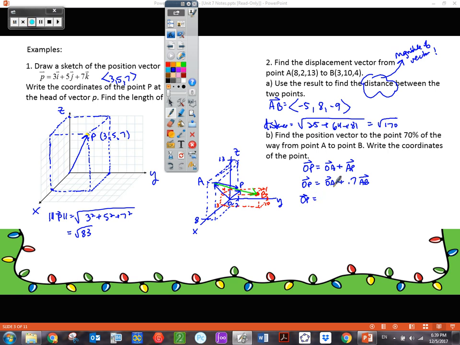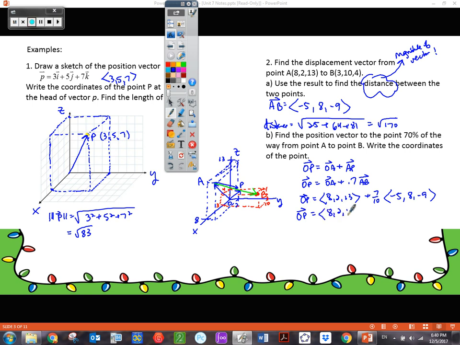So OA is just this vector from the origin to A, which is simply just (8, 2, 13). I mean, that's the vector from O to A. From the origin to A is simply that point, because that's a standard form vector. Plus 7/10 of, now let's go from A to B. We already wrote that vector. It's up here. (-5, 8, -9). So that's the arithmetic that we need to solve.